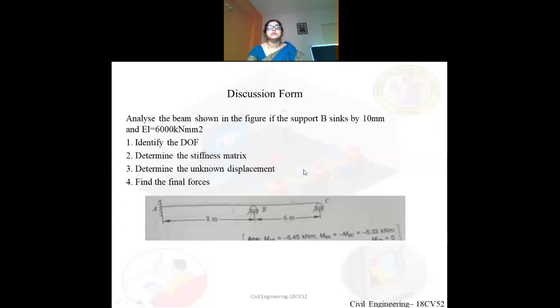So this is the assignment, students, which you have to practice and check whether you are getting the same answer mentioned here. Okay, so in the next class we'll start analysis of frames.